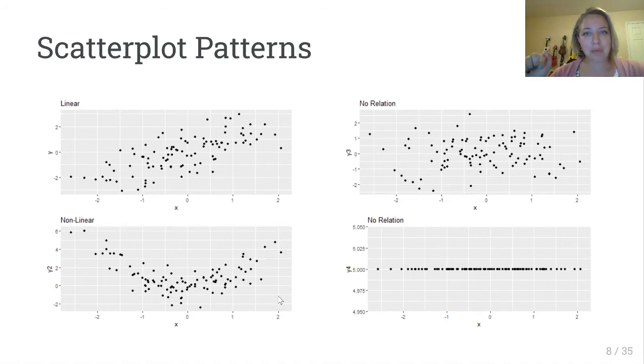The bottom right-hand corner, this last plot of no relationship, sometimes will trick people. And this is where we have a perfect line, but it's perfectly flat. This is also no relationship because knowing the x value gives you no information about the y value.